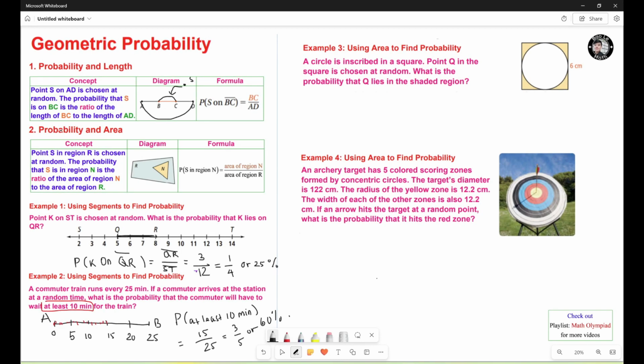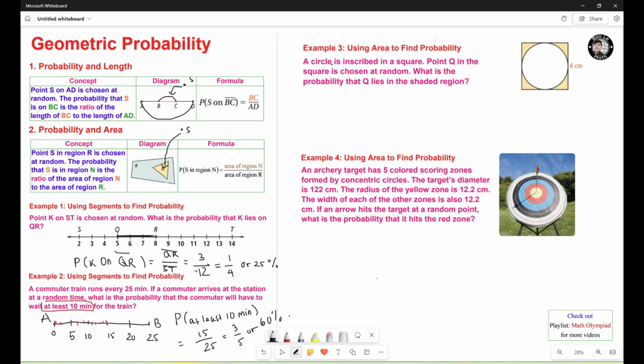Alright, second one, probability and area. So you have the rectangle R and the triangle N right here. Now, I have the point S right here. I need to calculate the probability that the point S lands on the triangle N right here. So in order to do this, I need to calculate the area of the triangle, divide by the area of the rectangle, and I get the probability. Alright, let's move on to example number 3.